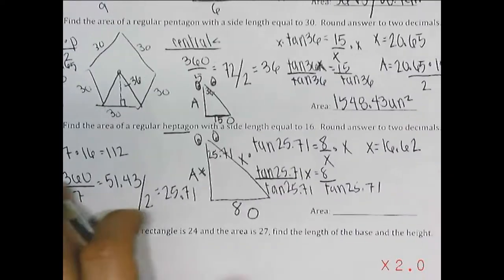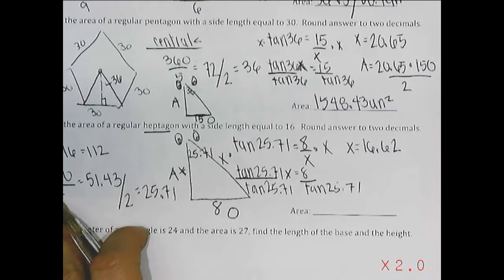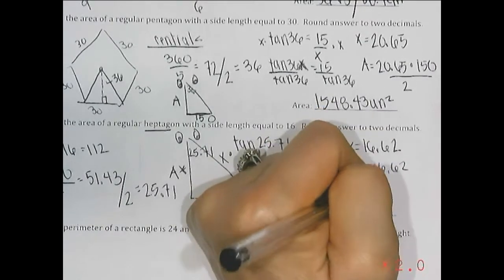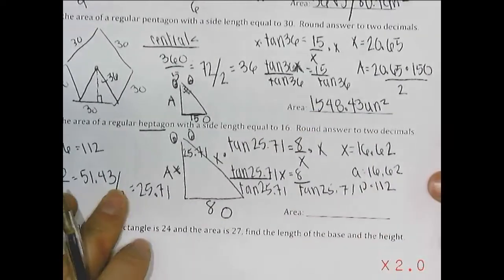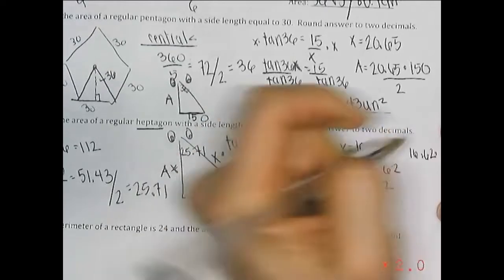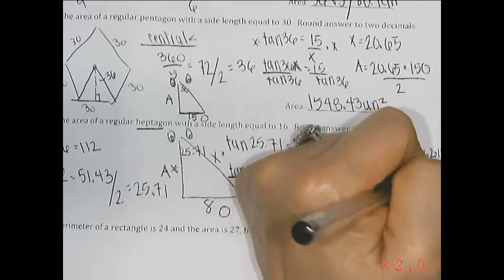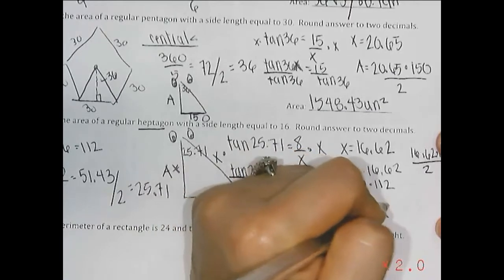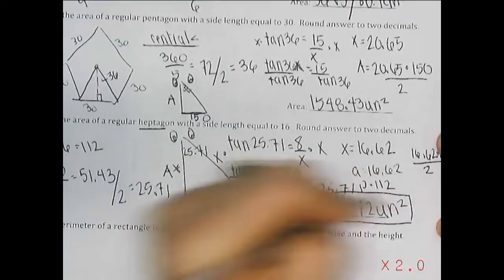So now I know my apothem. Oops, keep forgetting to move this over. Now I know my apothem is 16.62, and my perimeter equals 112. I'm going to multiply the two. I'm running out of room. 16.62 times 112 and divide by 2, and I will end up with an area of 930.72 units squared.